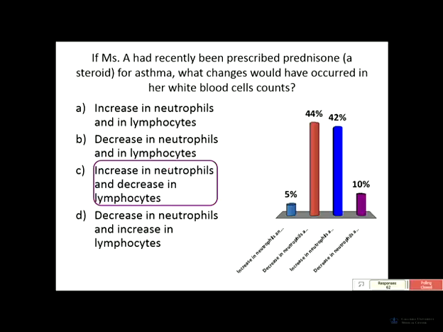Yes? So ultimately, though, with time, both will be down if you're on long term? So long term, some people will continue to have an elevation in the neutrophil count, but some people return to normal. But the longer that you are on steroids, the more your lymphocytes will get depleted long term.